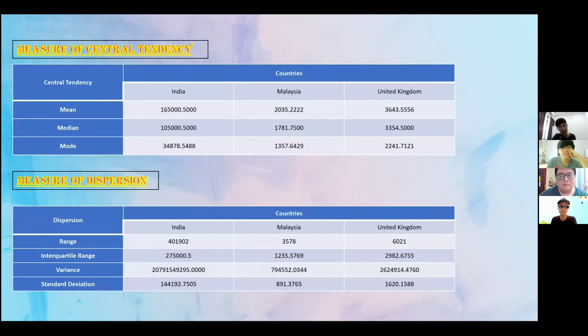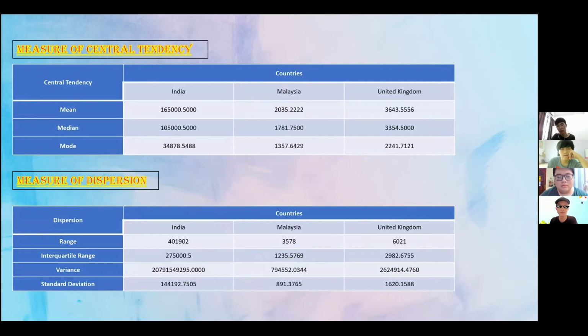Also, India has the highest range, interquartile range, variance, and standard deviation among these. For example, India has the range of 401,902, the interquartile range of 275,000.5, the variance of 20,791,549,295, and the standard deviation of 144,192.7505.